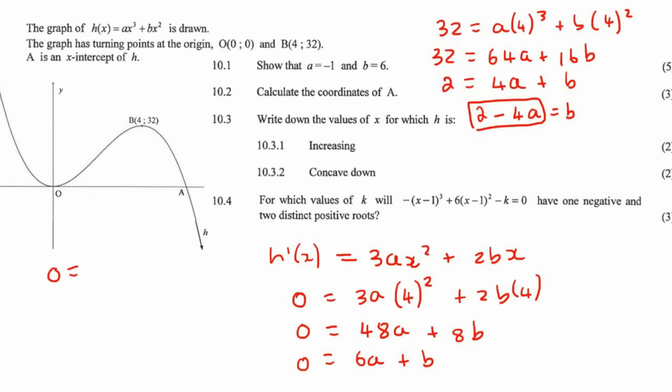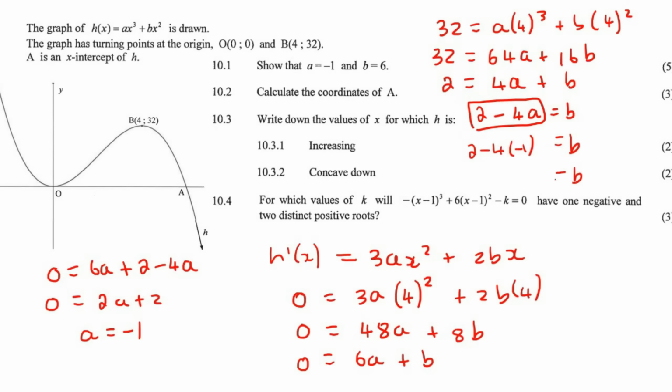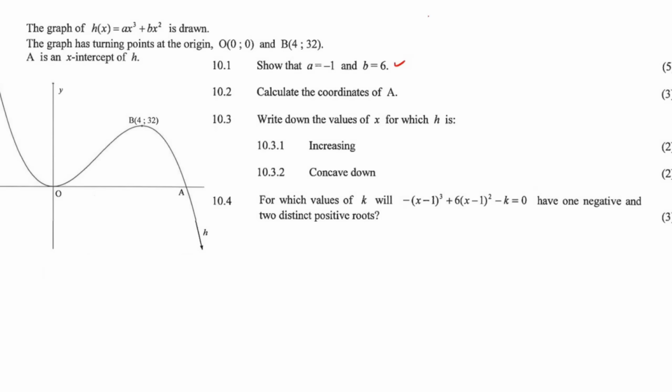So we're going to end up with 0 is equal to 6a plus 2 minus 4a, and then we're going to end up with 0 is equal to 2a plus 2, and if you had to solve this, you would eventually find out that a is equal to minus 1. Okay, then to find b, you just plug it back into this equation, for example, and we'd find out that b is equal to 6. Okay, so a is minus 1 and b is equal to 6. So now we have the equation.